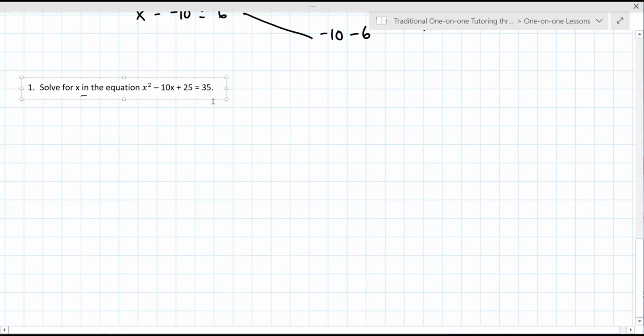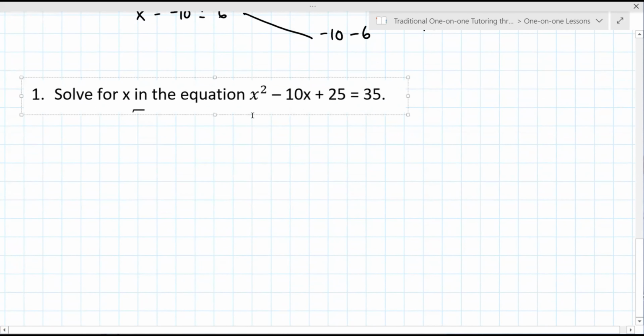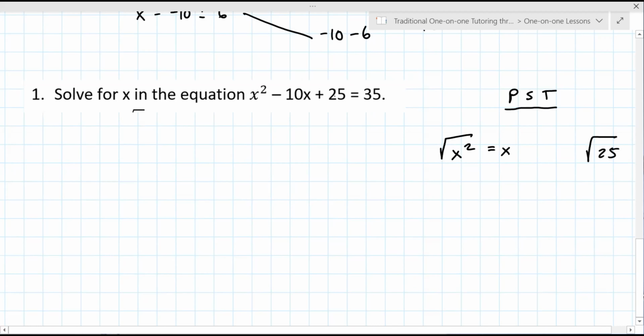Okay, so number 1, it says solve for x, just like we did in the previous problem. And the way you figure out if it's a perfect square trinomial, PST, is you take the square root of x squared, the square root of the first term. Then you take the square root of the 25, the last term, and that's 5. You multiply them together. Then you double it. And if that is the positive or negative of that right there, it works. So this one is.